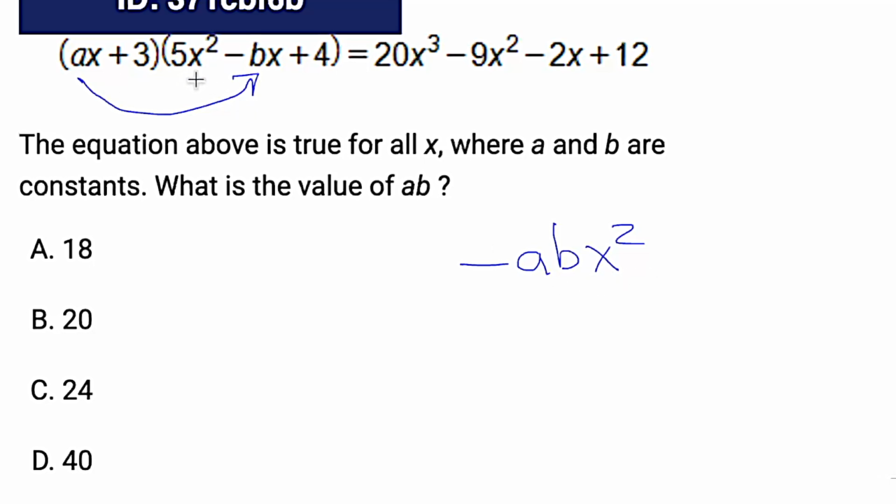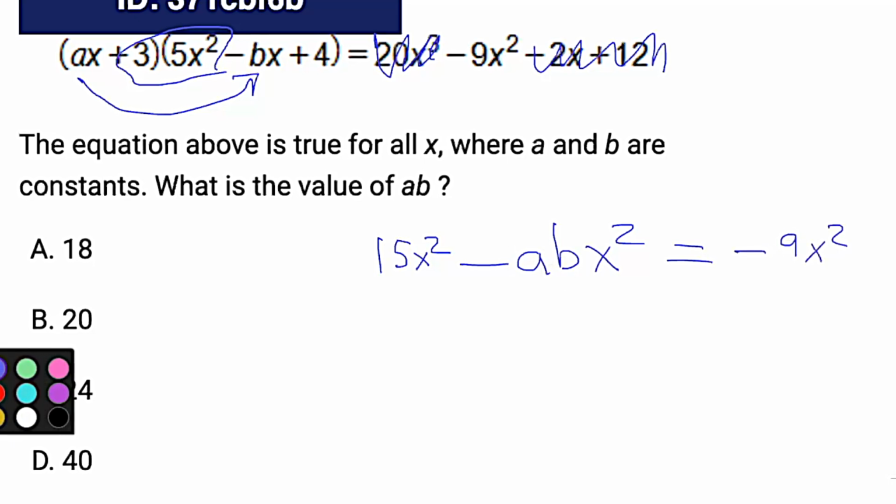So on the left side, is there any other place where I'm going to get x squared? Yes, there is. When I multiply 3 by 5x squared, I'm going to get 15x squared, right? So I'm going to add that down here. 15x squared minus ABx squared. And then on the right side, I'm going to do the same thing. I'm only going to worry about x squared. So we're getting rid of this, we're getting rid of this, and then we just have negative 9x squared, right?